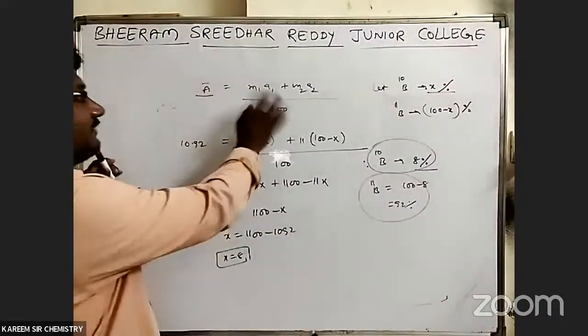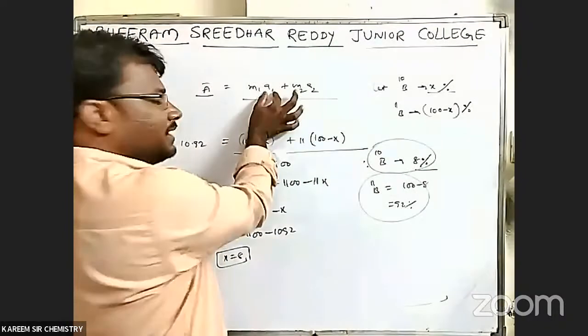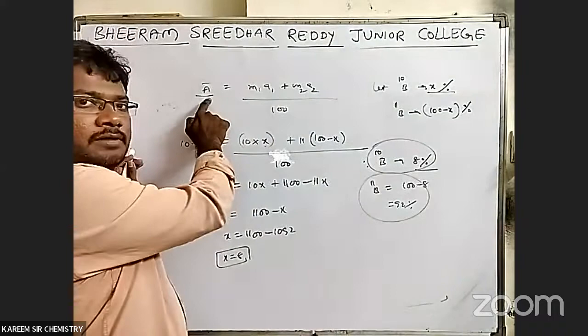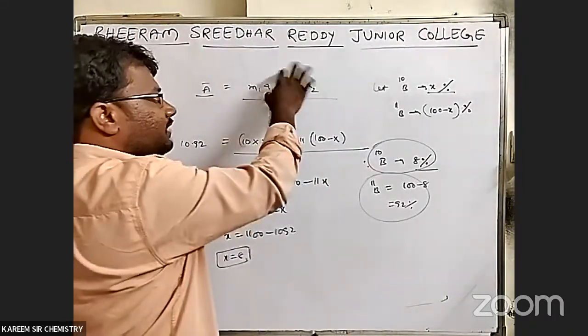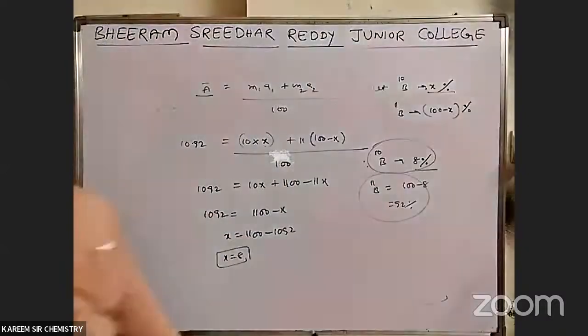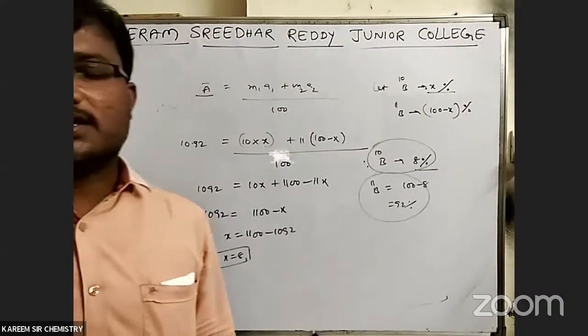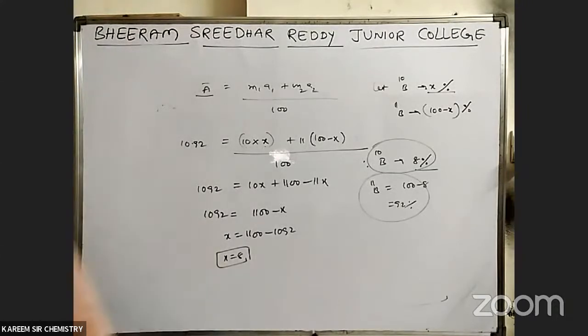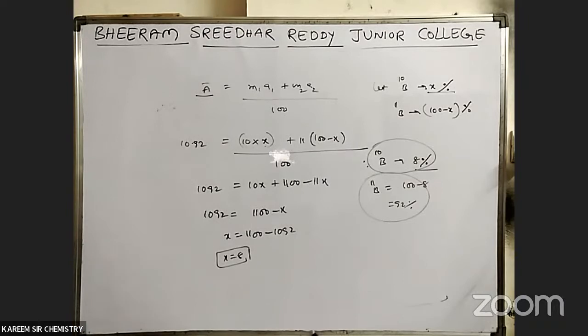So this is the reverse of the previous one. In the previous case, the mass number and abundance were given, and we calculated the average atomic mass. In this problem, average atomic mass and mass number are given, and we calculate the percentage. Understand this? Right. So I will give two problems as homework in this model. Try to do this.